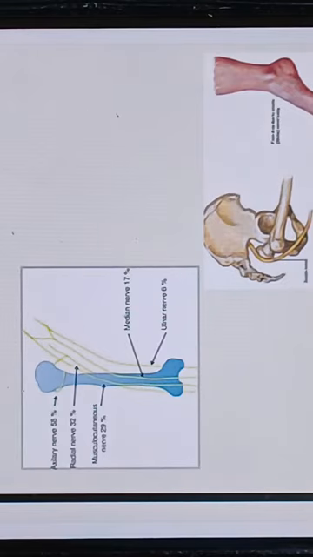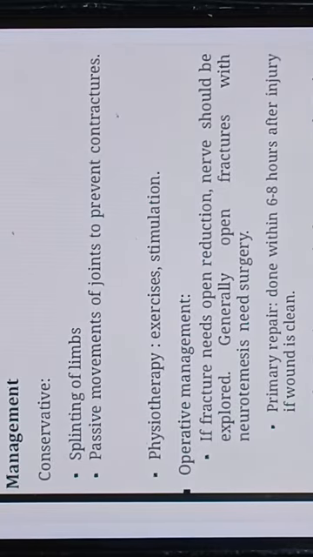Diagrammatic representation showing the radial nerve in the mid shaft of the humerus, and posterior dislocation causing sciatic nerve injury, which involves the common peroneal nerve and causes foot drop. How will you manage? Mainly by conservative management: splinting of the limb, passive movement of the joints to prevent contractures, and physiotherapy by exercise and stimulation. Operative management: if the fracture needs open reduction, the nerve should be explored carefully.